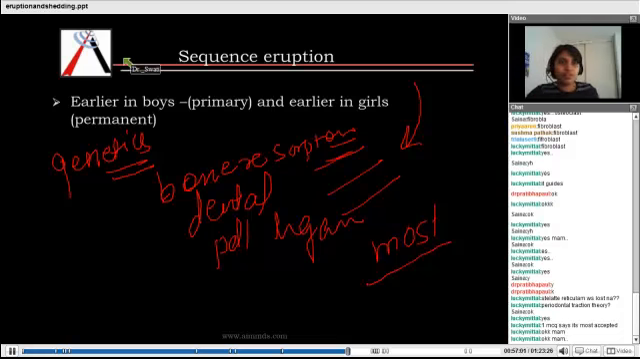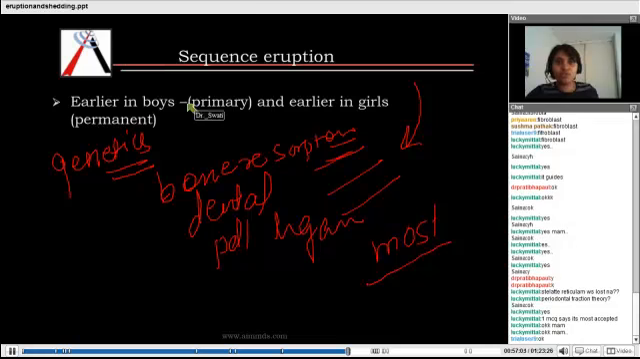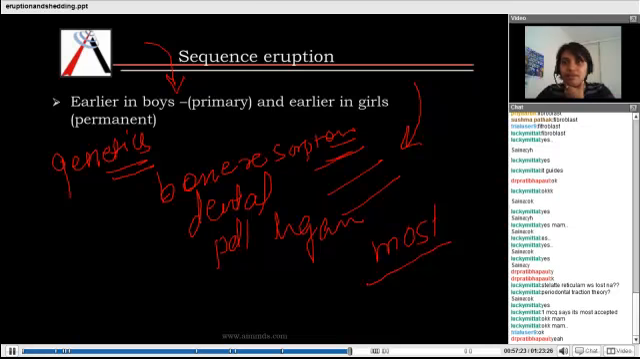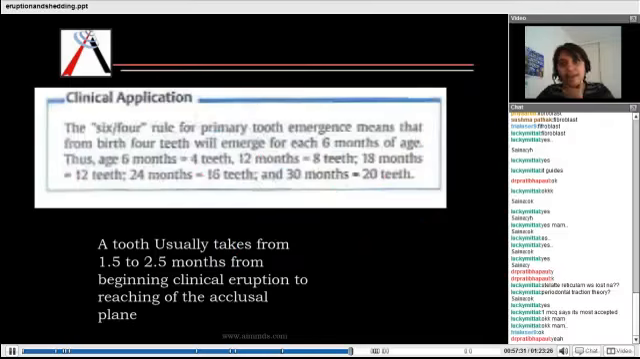Okay. Now when we talk about the sequence of eruption, the sequence is earlier in boys in primary teeth and earlier in girls in permanent teeth. Now this point is important because I never knew. If somebody asks me the sequence of eruption, I'll always say, okay, girls, they have the teeth coming out early. We always have that notion, all the time. But in primary teeth, it's earlier in boys.